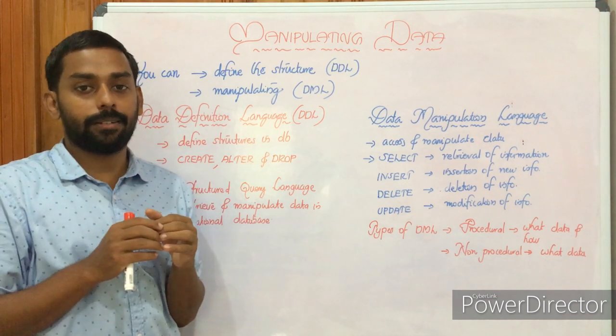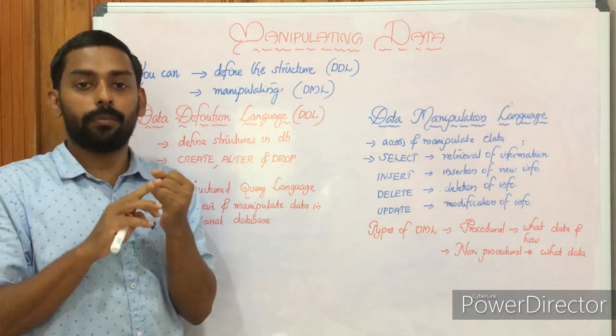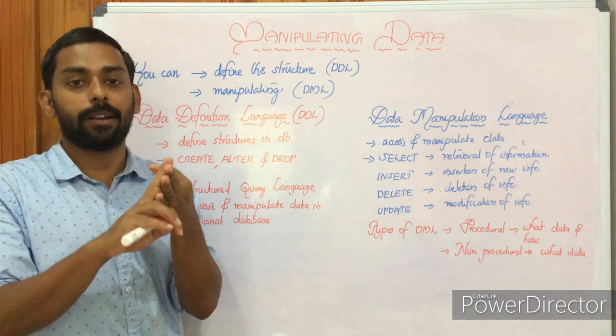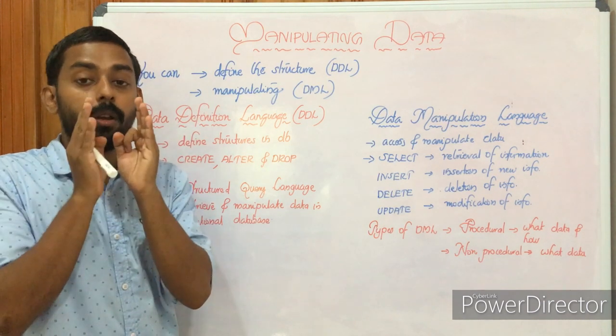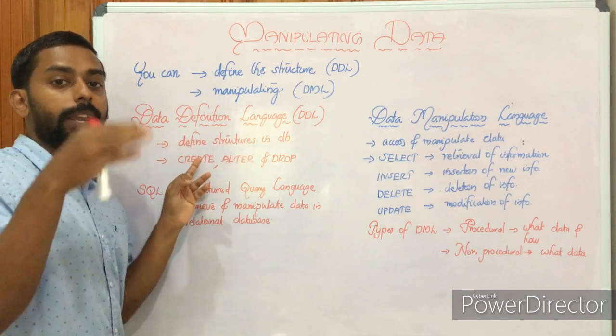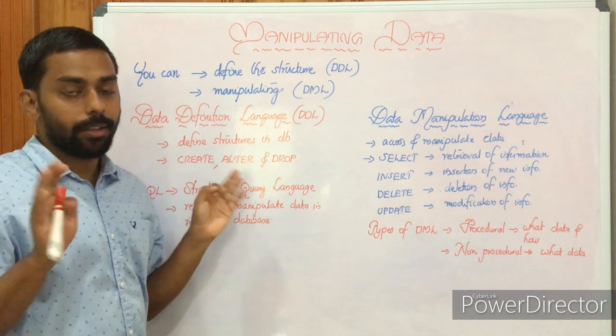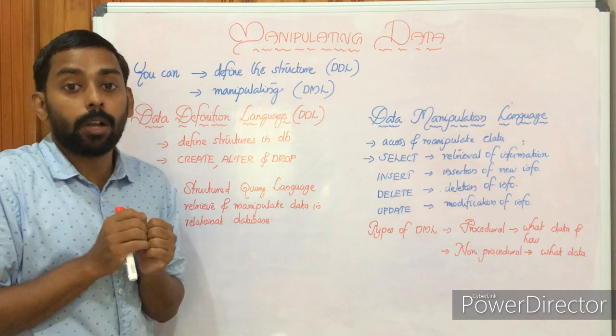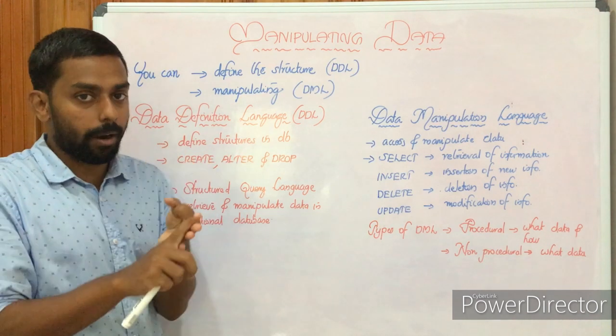We have created a table named student, with roll number, name and marks, 3 columns. So using the create command, which is a part of DDL, we can create a table. At present we have only 3 columns: roll number, name and marks.